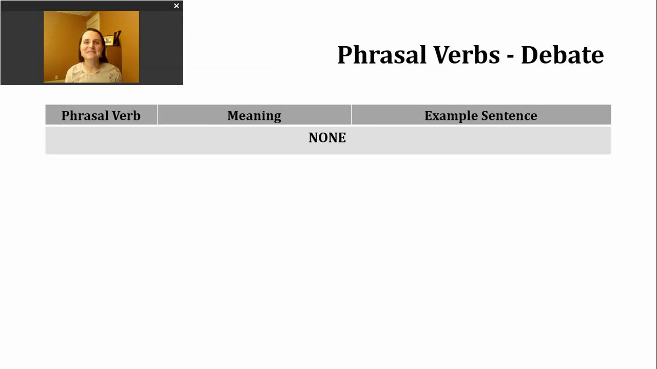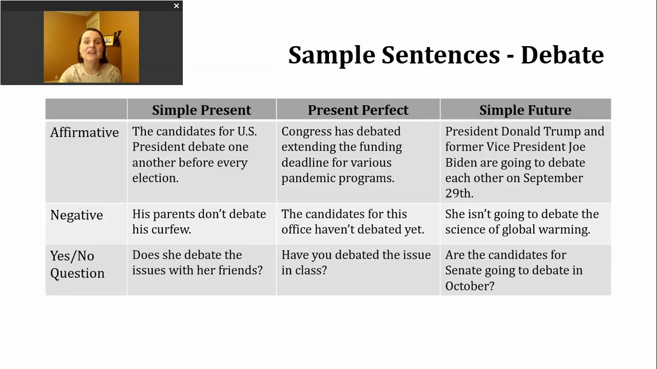You might be relieved to know that I don't have any additional meanings for you with phrasal verbs that use the verb debate. So there's nothing additional here to add. We can go on to practicing our verb of the day in some different tenses. Today, we'll take a look at the simple present, present perfect, and the simple future. Let's start with the simple present.